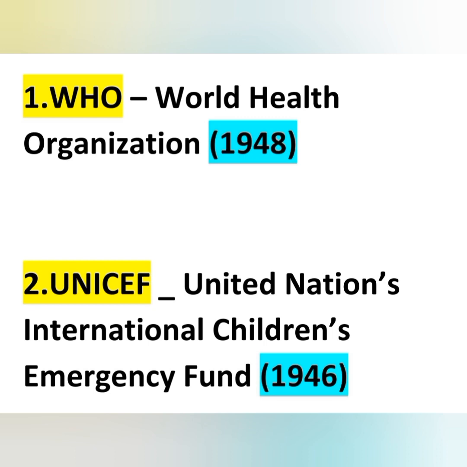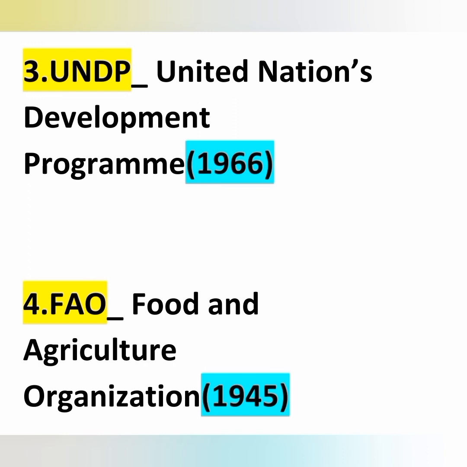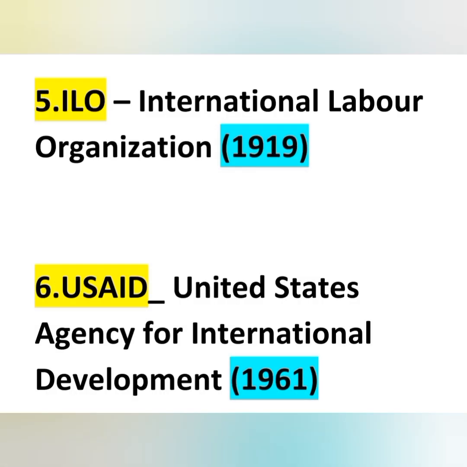First one, WHO, that is World Health Organization, started in 1948. Second is UNICEF, United Nations International Children's Emergency Fund. It started in 1946. And UNDP, United Nations Development Program, that is 1966. And FAO, that is Food and Agriculture Organization, started in 1945. And ILO, International Labour Organization, it came in 1919.